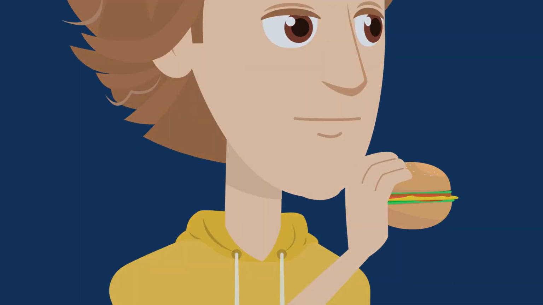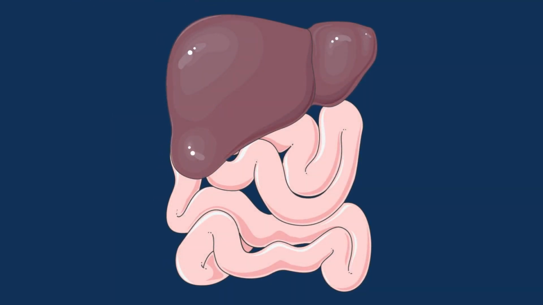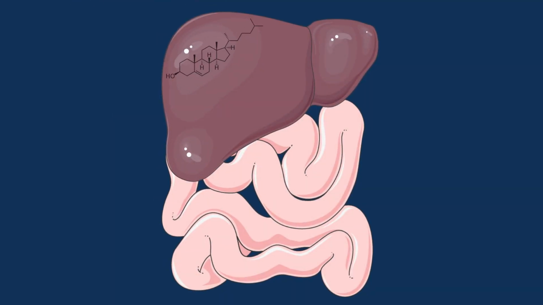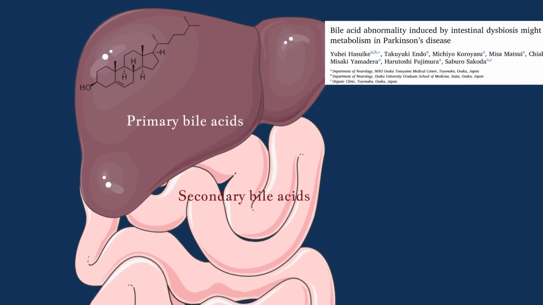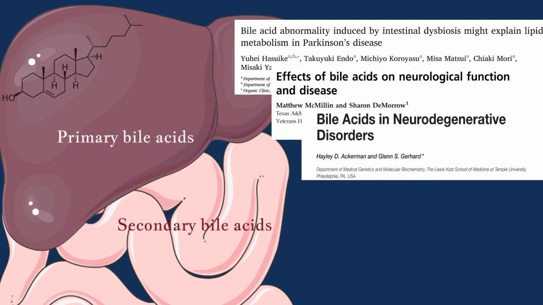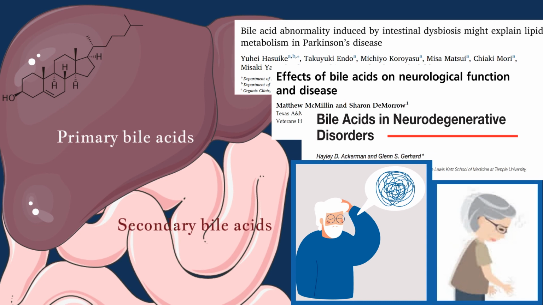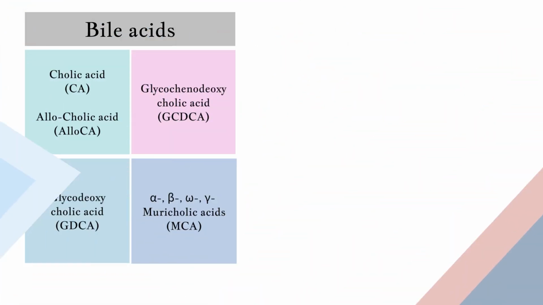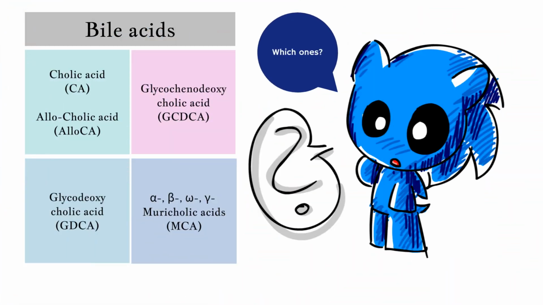When we eat a cholesterol-containing food, in the liver and intestine, the cholesterol metabolizes into primary and secondary bile acids. Several studies have shown there is a relation between these bile acids and neurodegenerative diseases like Alzheimer's and Parkinson's. This relation raises the question of which bile acids are exactly involved in the process of degeneration.